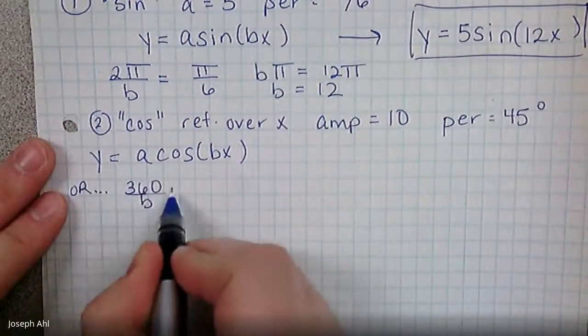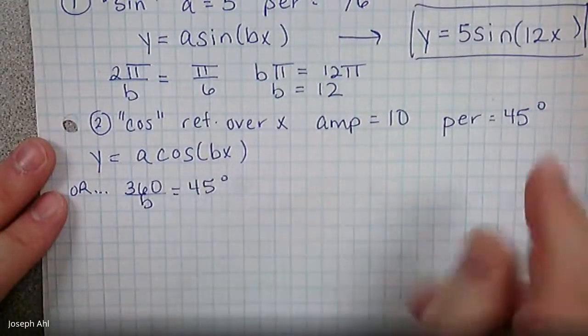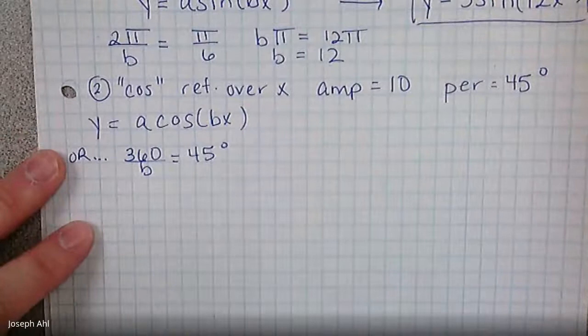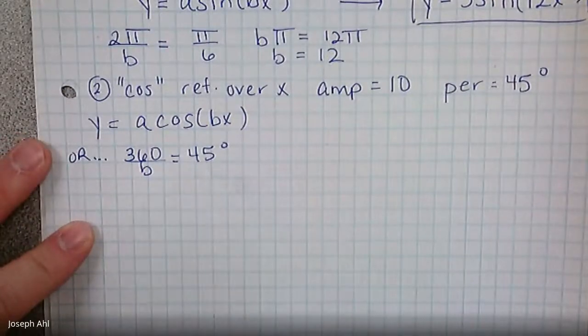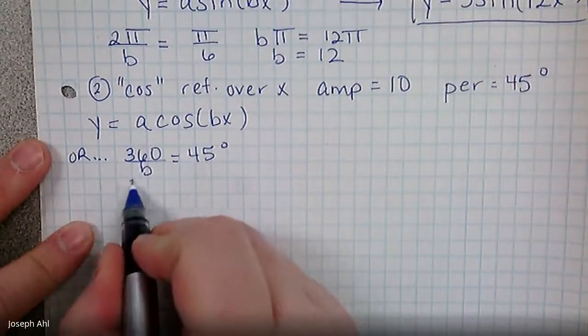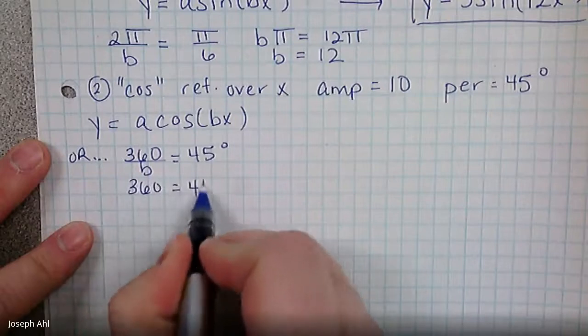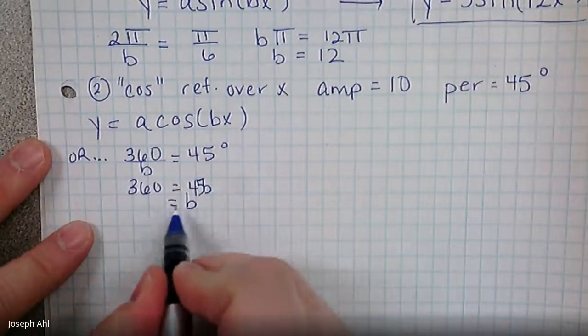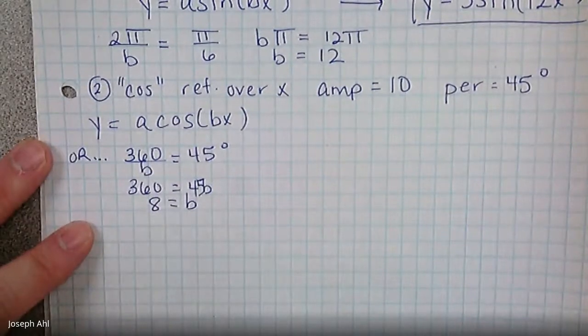So to find the value of b, if the period is given in degrees, just make sure you put that value on top in degrees as well. And then you can just as easily solve and figure out the value of b here. You would get 360 equals 45 times b. Oops, there has to be a 5 there. So therefore b in this one is equal to 8.